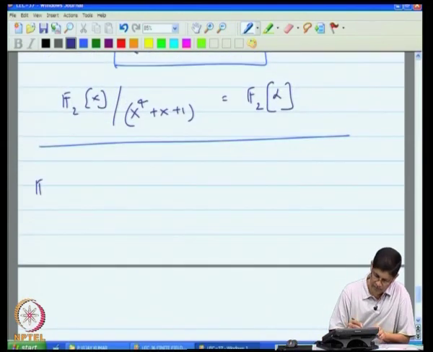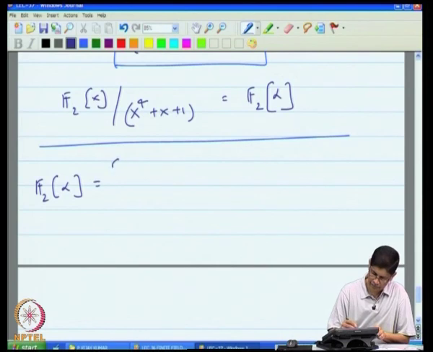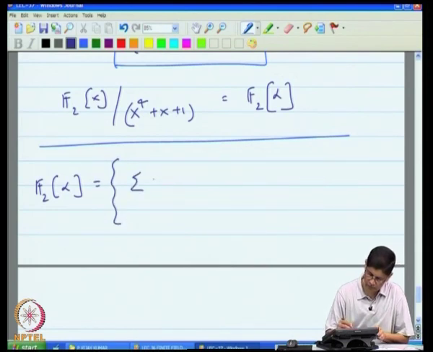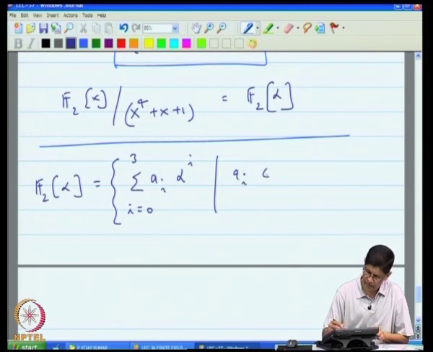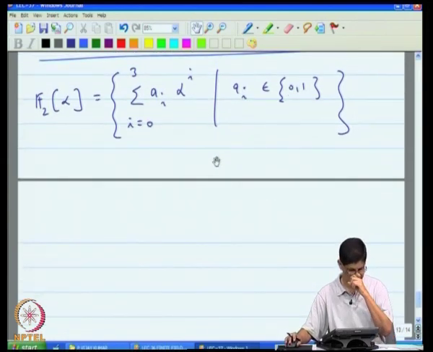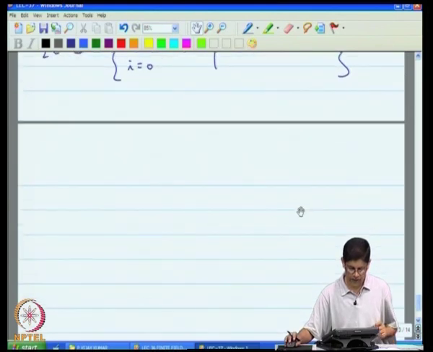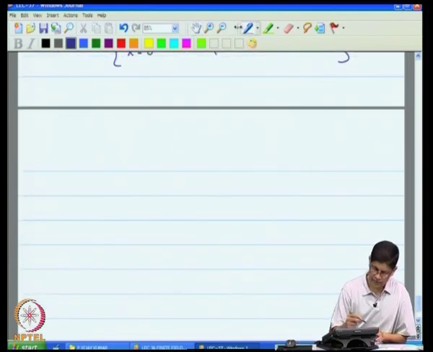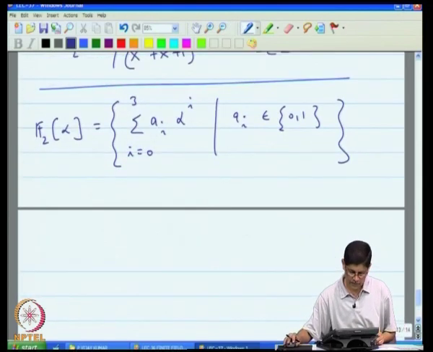So, this tells us that F_2(alpha), which is our finite field, is the set of all polynomials of the form the sum of a_i alpha^i, with i going from 0 to 3, where a_i is either 0 or 1. And clearly, since the coefficients are allowed a binary choice, there are 16 such elements. Now, you consider every possible set of these coefficients and you can think of them as 4-tuples. But here is something interesting.